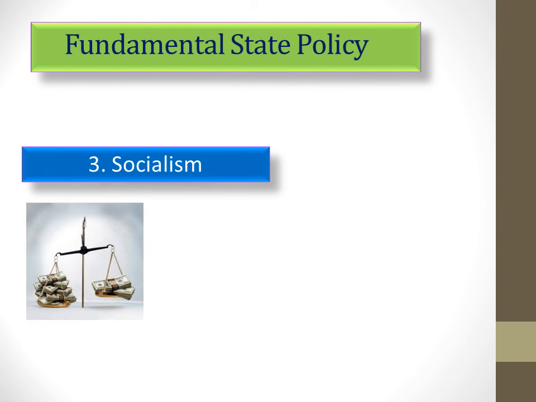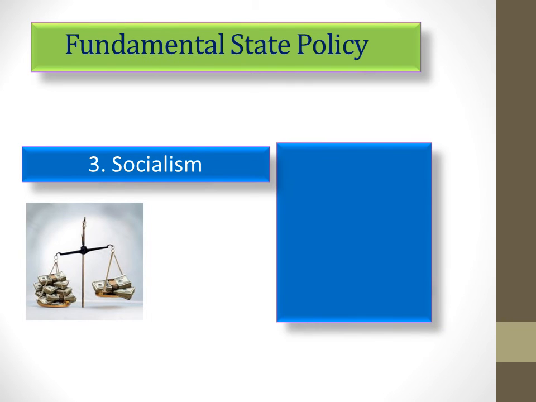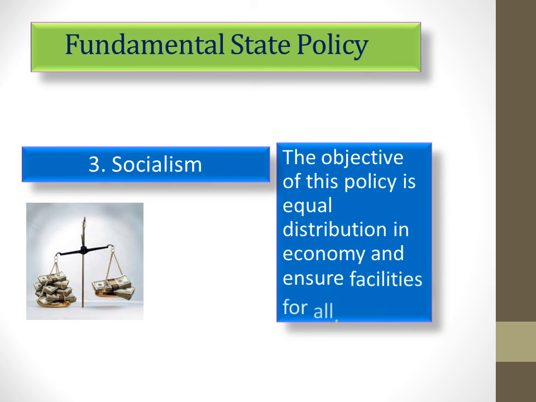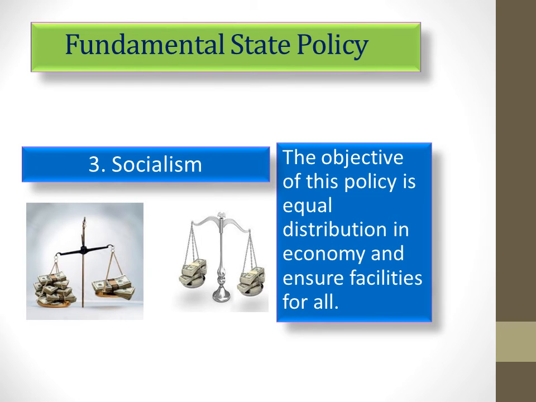Number 3, socialism. What do we see in the picture, students? In this picture, we are seeing the imbalance of economy, but this is not the objective of socialism. The objective of this policy is equal distribution in the economy and ensuring facilities for all. Like this. In this picture, we are seeing the balance of economy, and this is the policy of our state.